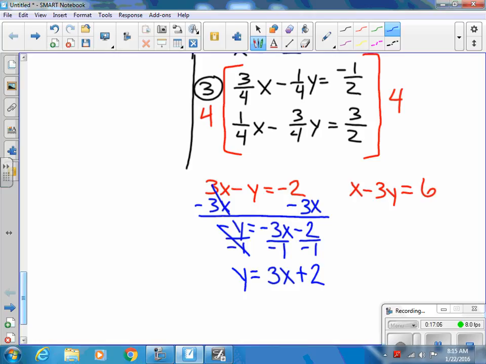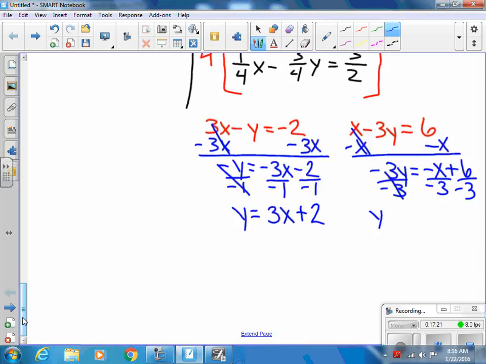Okay, over on the second equation, you're going to subtract your x from both sides. So you have -3y equals -x plus 6. You're going to divide by -3. Right, and that will leave us with y equals positive 1/3 x minus 2. Okay, so those are the two lines we're going to be graphing. And if you want to write your information down, you have m equals 3 and b equals 2 on this first one. And you have m equals 1/3 and b equals -2 on the second one.